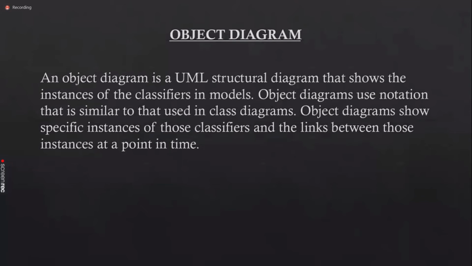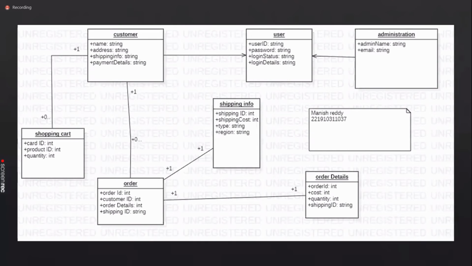Good afternoon, everyone. I'm Manish, and I'm pin number 37. Today, I'm going to talk about the object diagram. An object diagram is a UML structural diagram that represents an instance of a model. And today, I'm going to represent online shopping using an object diagram. Akila, can you move on to the next slide, please?